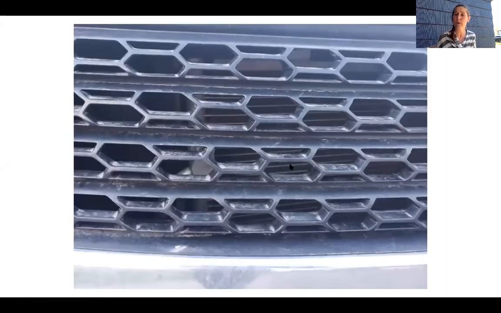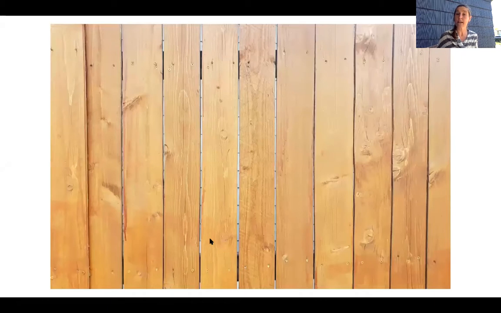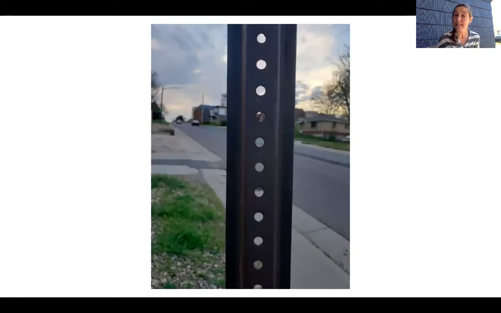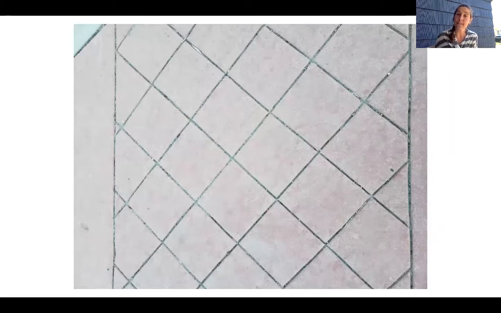Another pattern I saw right away was on a truck. It was the front grille of a vehicle. This is made of repeated hexagons that are making an interesting design or pattern. Here's another, which is a fence. This is made out of wood panels and they're lined up vertically. This is a signpost. It has a pattern of vertical holes right down the center. This is part of the sidewalk, a ramp that leads down to the road.